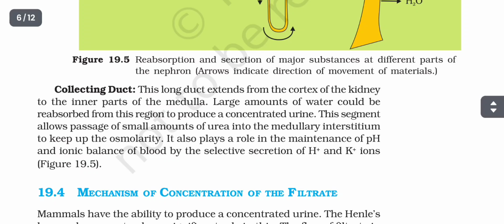Collecting duct. This long duct extends from the cortex of the kidney to the inner parts of the medulla. A large amount of water could be reabsorbed from this region to produce a concentrated urine. This segment allows passage of a small amount of urea into the medullary interstitium to keep up the osmolarity. It also plays a role in the maintenance of pH and ionic balance of blood by the selective secretion of H+ and K+ ions.